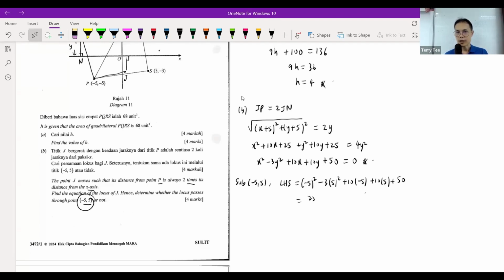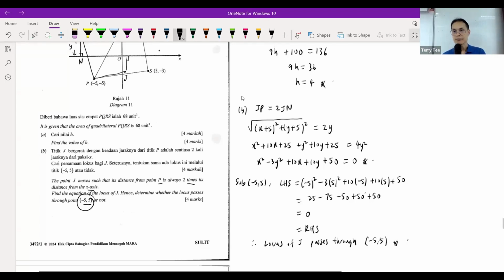So (-5) squared is 25. 5 squared is 25, 25 times 3 is 75. Minus 50 plus 50 plus another 50. So you can see this is 25 minus 75, that is -50. -50 minus 50 is minus 100. Then plus another 100, you get 0, right? If you are unsure about this, just use a calculator and type it in. So this is equal to the right-hand side. So we know, therefore, the locus of J passes through the point (-5, 5). Okay, that's all.